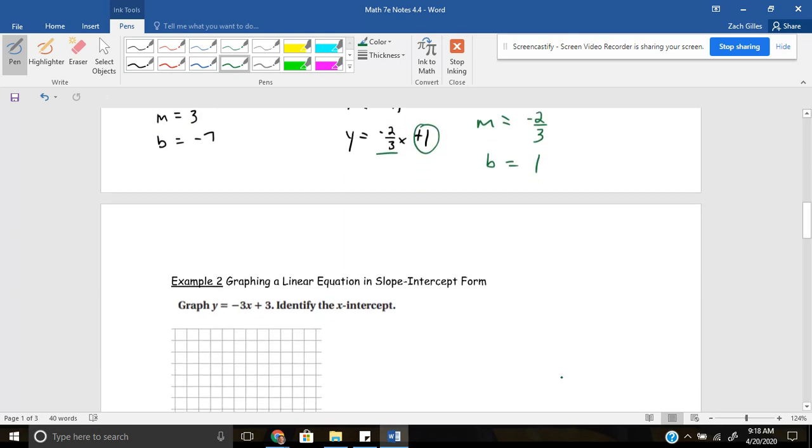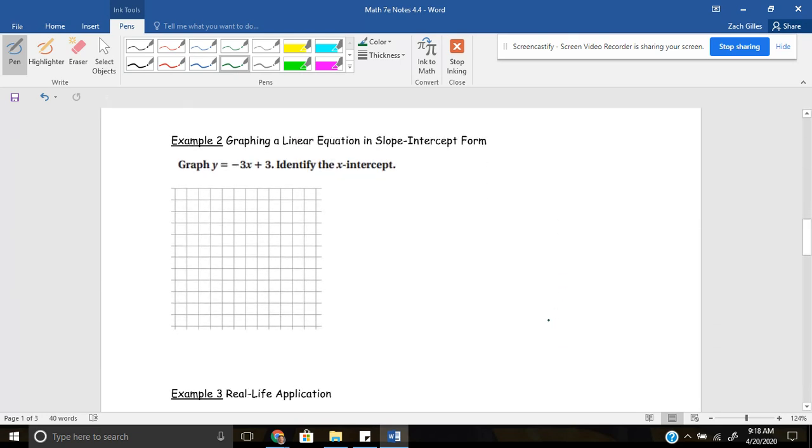Let's move on to the next example, where now we're going to graph for the first time. It says graph y equals -3x plus 3 and identify the x-intercept. All right, so we're going to use slope and y-intercept to do so. So let's find those right away. My slope is -3.